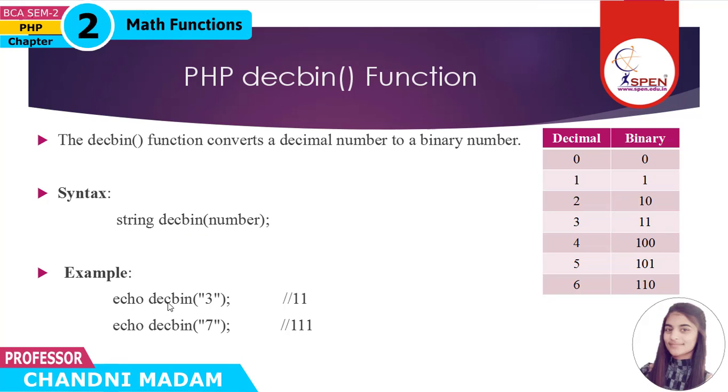Here is the example. Here in the DECBIN function we will pass 3. So the binary equivalent of decimal number 3 is 11, so the output is 11. Here we will pass 7. So your binary number is 111. So this function converts your decimal number to your binary number, and the output gives your binary number.